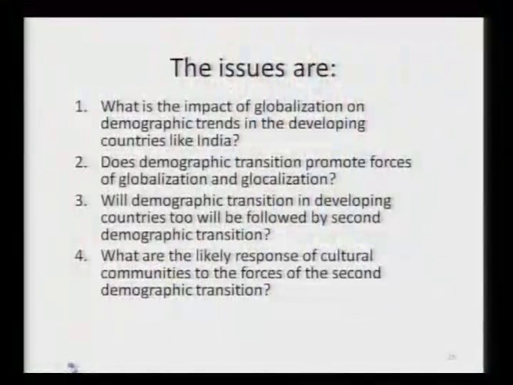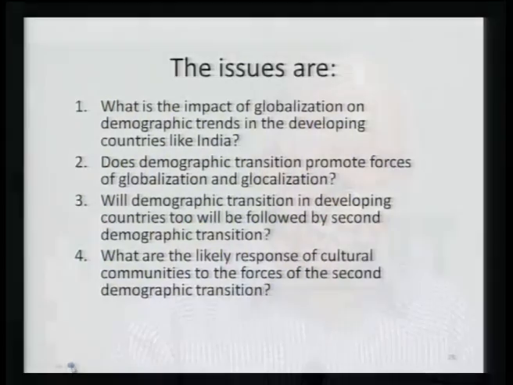in our country? What are the likely responses of cultural communities? It is very interesting, sociologists must study this, because cultural communities are not silent. They are reacting in different, sometimes peaceful, sometimes violent manner to forces of globalization and localization. Sometimes they want to take up the best from globalization, like, not to say anything good or bad about Baba Ramdev, but Baba Ramdev is taking the good part of globalization.